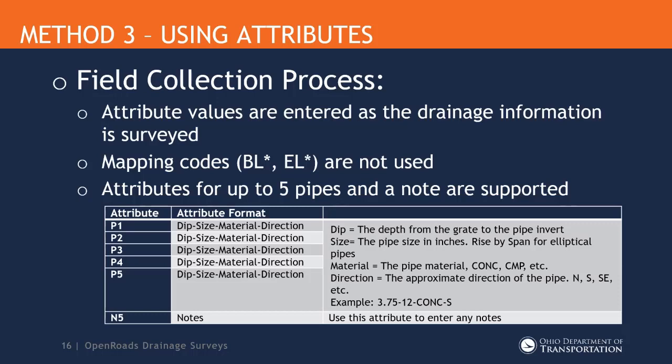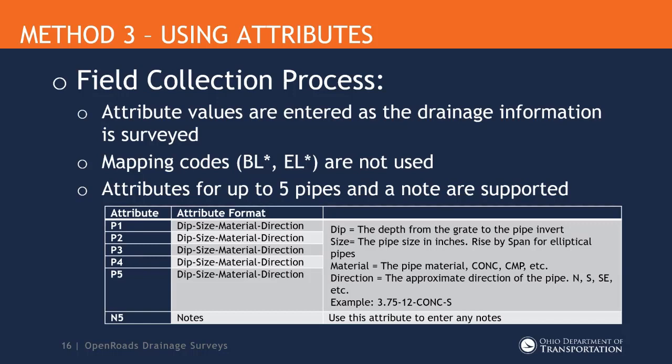But anyway, the attribute values are entered as the drainage information is surveyed. And again, the mapping codes are not going to be used. We're going to draw those pipes using Visual Basic application. So the attributes support up to 5 pipes and a note. So there are the attributes that could be stored on a particular drainage structure, on a catch basin, manhole, or inlet.